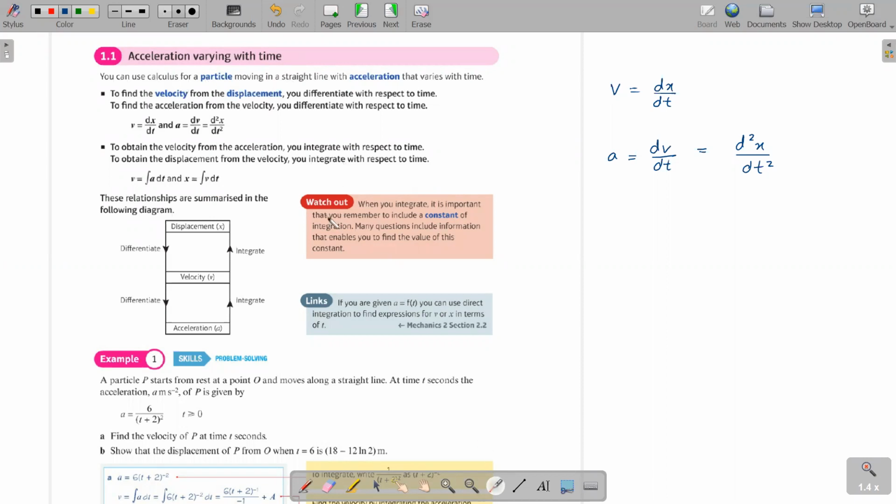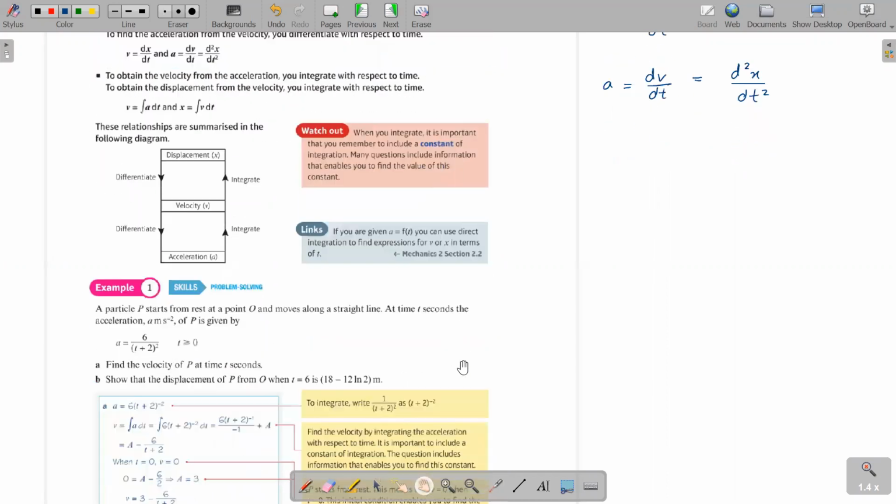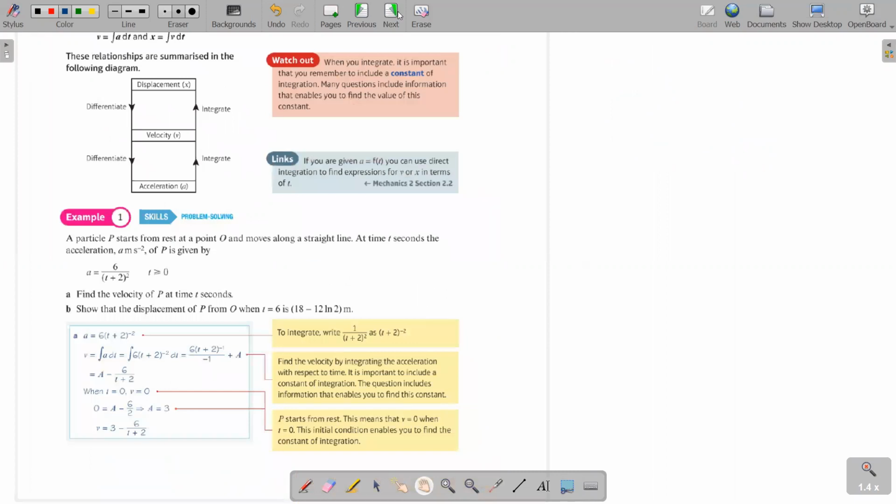Also here they have told you to watch out. When you integrate, it is important that you remember to include a constant. You do remember when you integrate without limits, you must include a constant of integration. Many questions include information that enables you to find the value of this constant. So obviously, if it's a question that requires you to integrate, they will give you some kind of boundary condition to find that C. Let's actually go for some questions and see what they're talking about. Then I think you can understand what's going on.